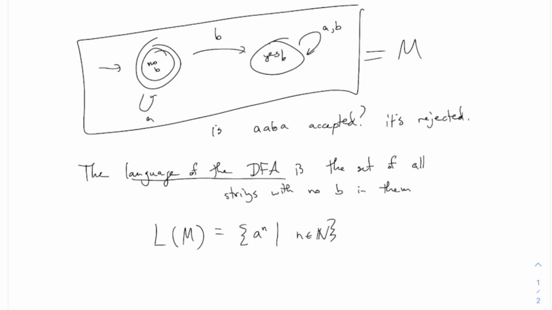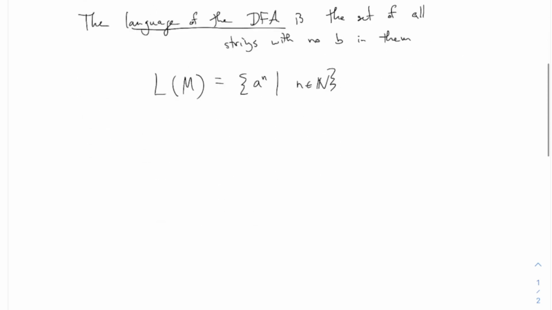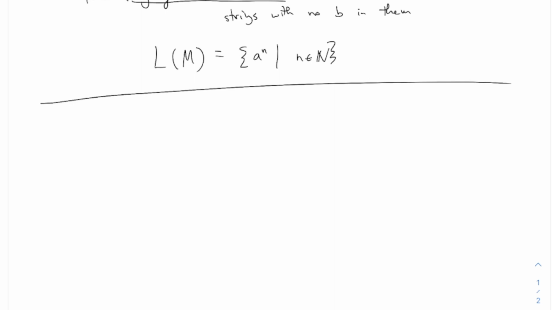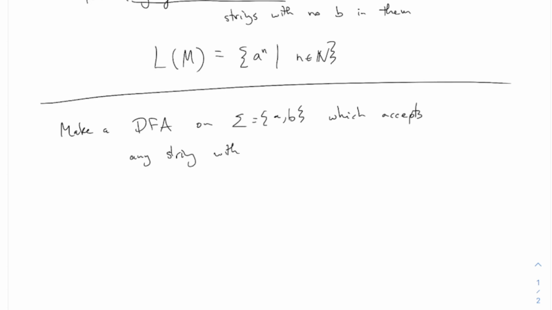All right. Excellent. Let's try one more example I want to do together, and then I've got some for you to try on your own. How about we make a DFA on the alphabet, again, A and B, which accepts any string with an even number of A's and no B's. Even number of A's and no B's.